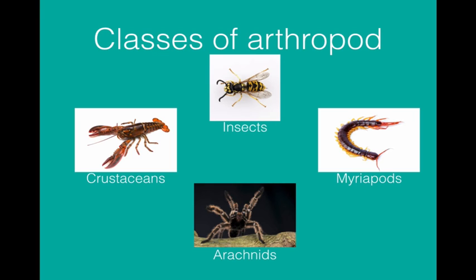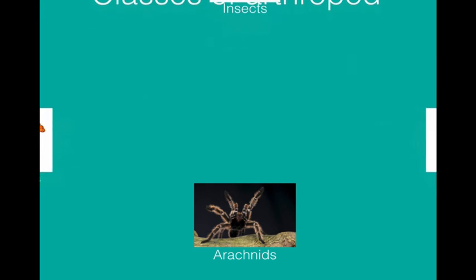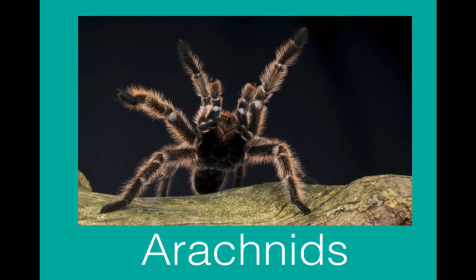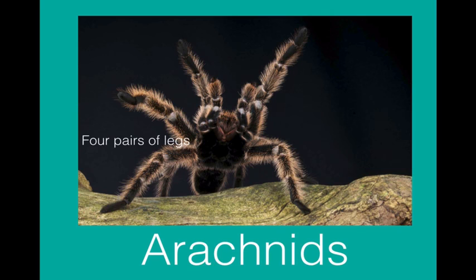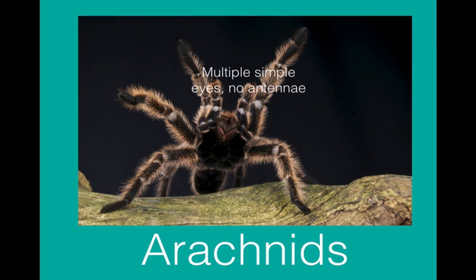The final class of arthropods are the arachnids. Arachnids include spiders, scorpions, and mites. They have 2 segments, a cephalothorax and an abdomen, and they have 4 pairs of legs. Sometimes they have extra appendages like this tarantula does at the front, but they don't count as true legs. Instead of compound eyes, they have multiple simple eyes, and they generally don't have antennae. Many arachnids are poisonous, so if you think of a black widow spider or a scorpion, then poison is one of the things that set arachnids apart from many of the other species.